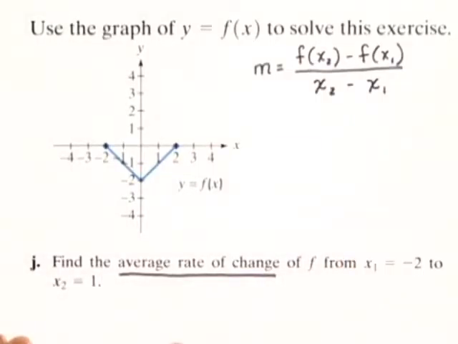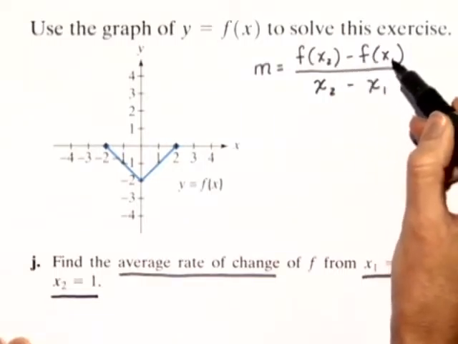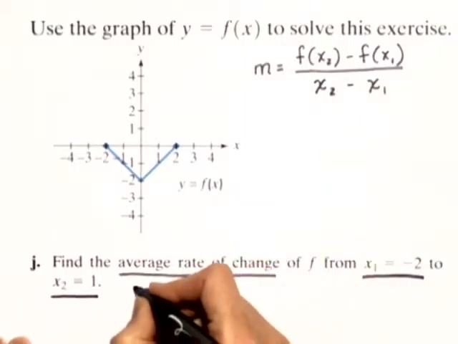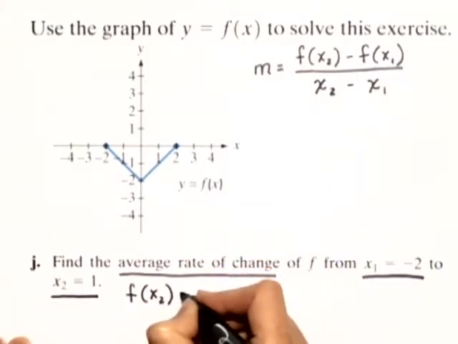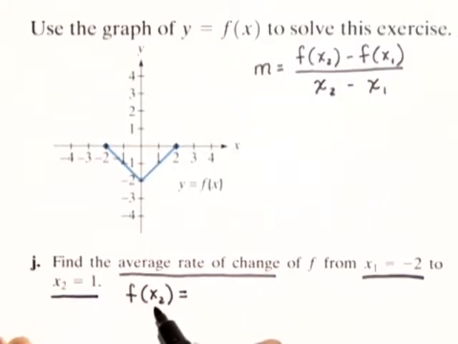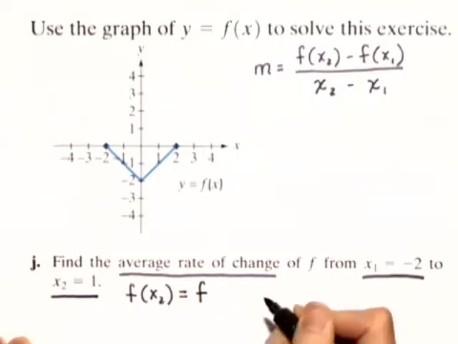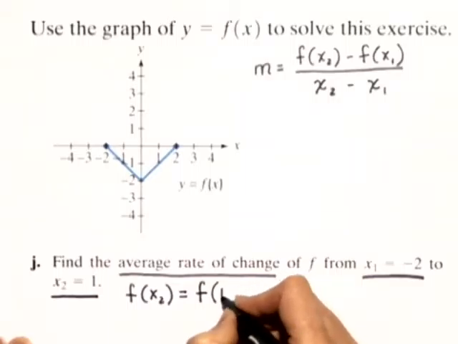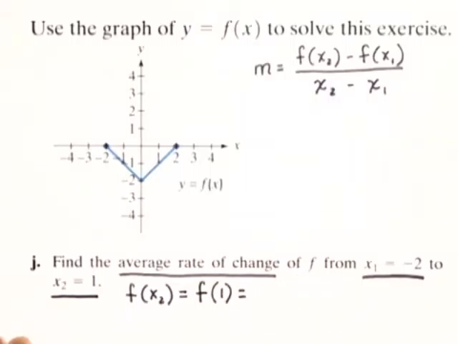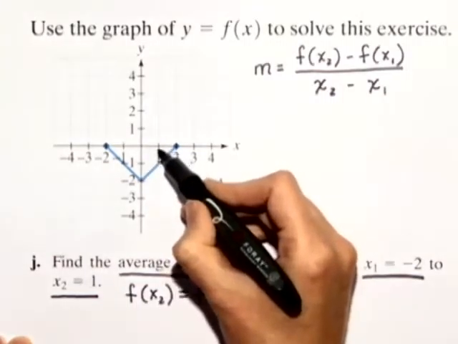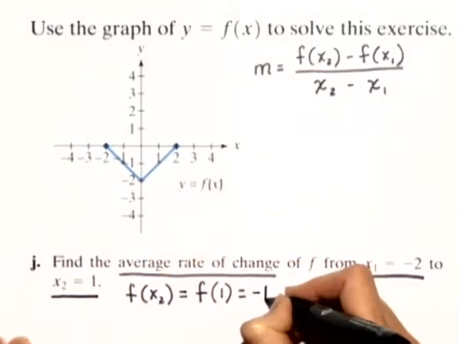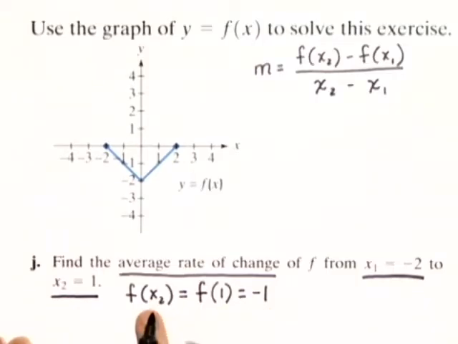Well, let's see. We know the value of x sub 2. We also know the value of x sub 1. In order to calculate this average rate of change, we need to find f of x sub 2 and f of x sub 1 as well. So let's make note of those down here. F of x sub 2 is really asking, what's the function value at x sub 2? Well, x sub 2 is equal to 1, so f of x sub 2 is equal to f of 1. When x is 1, the function value is down here at negative 1. So we're going to substitute negative 1 in for f of x sub 2.